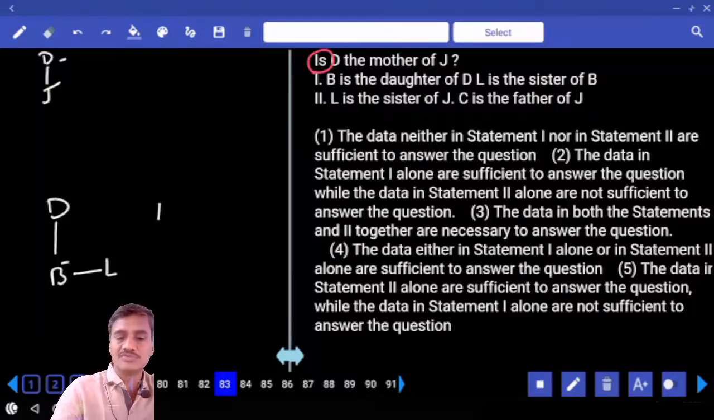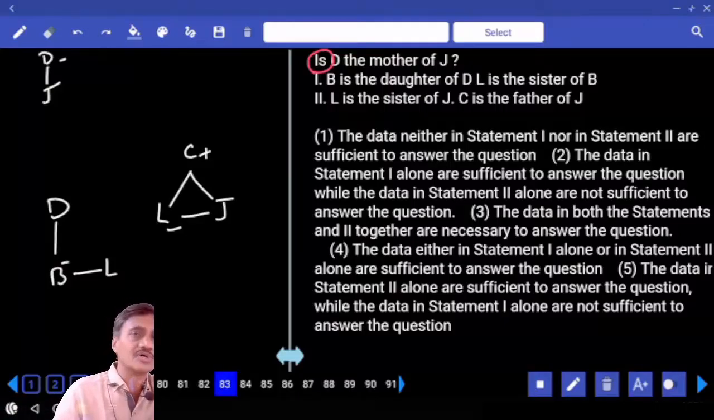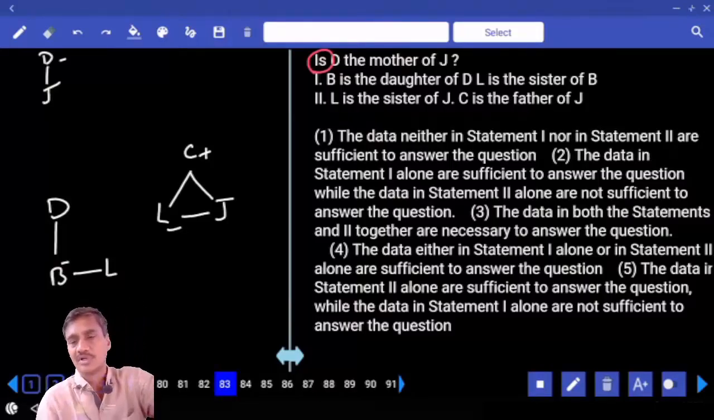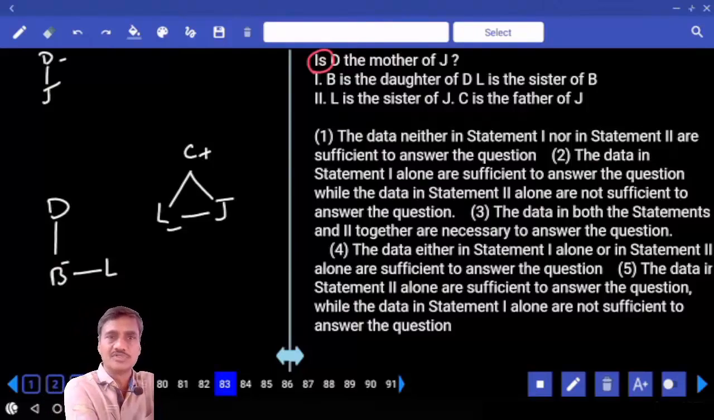Then L is the sister of J. L is the sister of J and C is the father of J. C is the father of J. Then how is this J related to this one? That is also not known. Maybe J can be... now D's relation with L and C is not known. Because 1 alone is not sufficient, 2 alone is not sufficient.